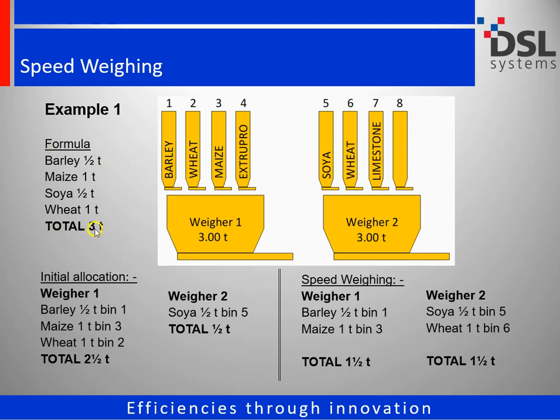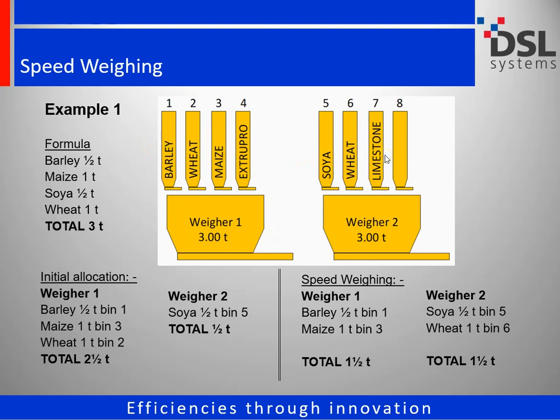I've got a 3-ton batch, very simplified: barley half a ton, maize 1 ton, soya half a ton, and wheat 1 ton. And my plant, very simplified, has got 2 weighers, each 3 tons, and you can see the raw material contents in each bin here.